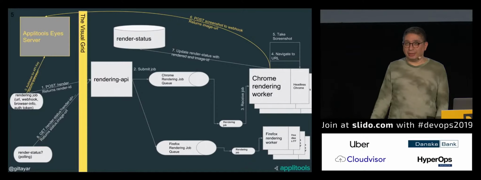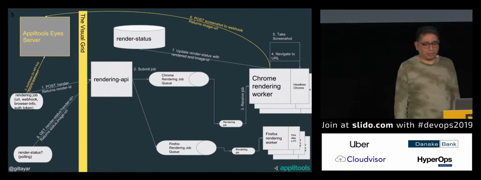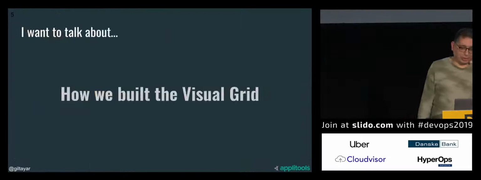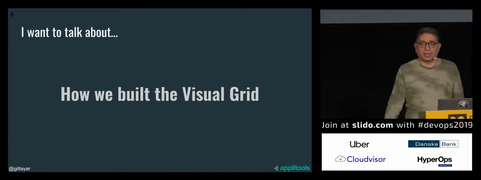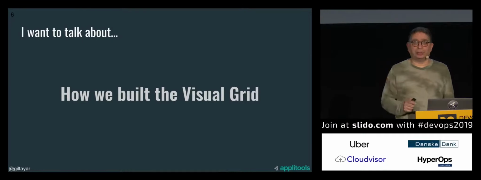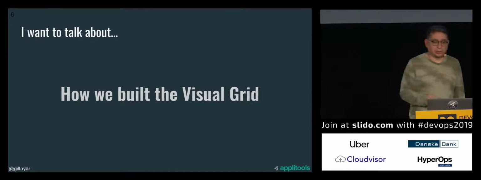This is the visual grid. It doesn't really matter. Lots of microservices, databases, talking to each other, either via HTTP or via message queues. It is interesting, but I want to talk about how we built the visual grid, as in structure. This will probably be relevant to most. We have another microservice project coming on at Applitools, and we're using the same structure.